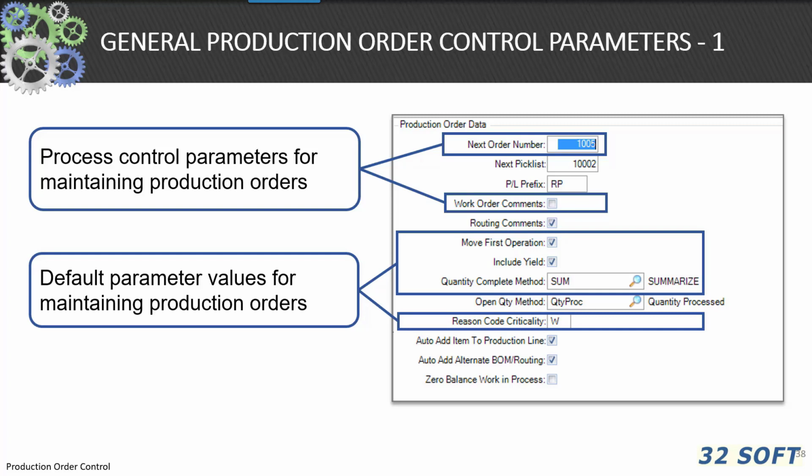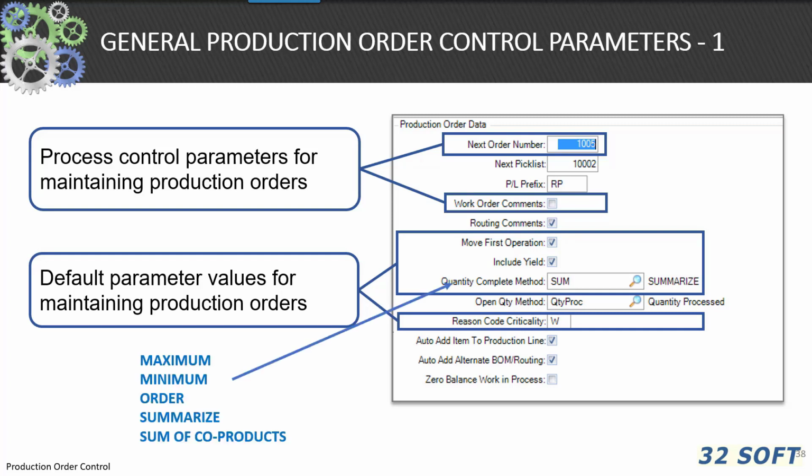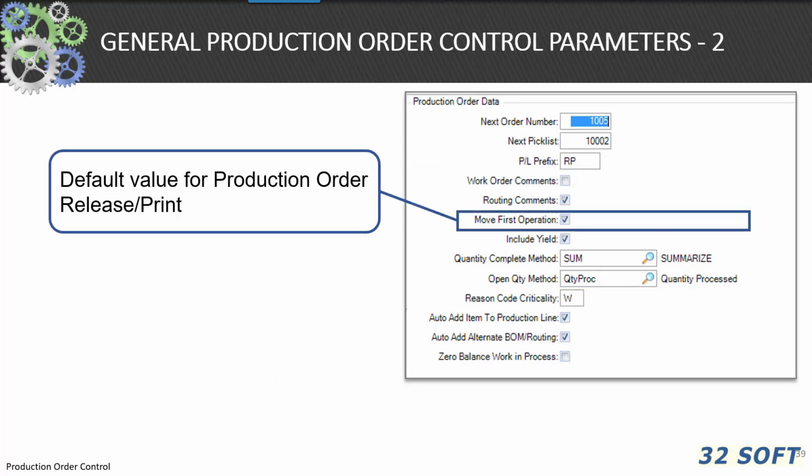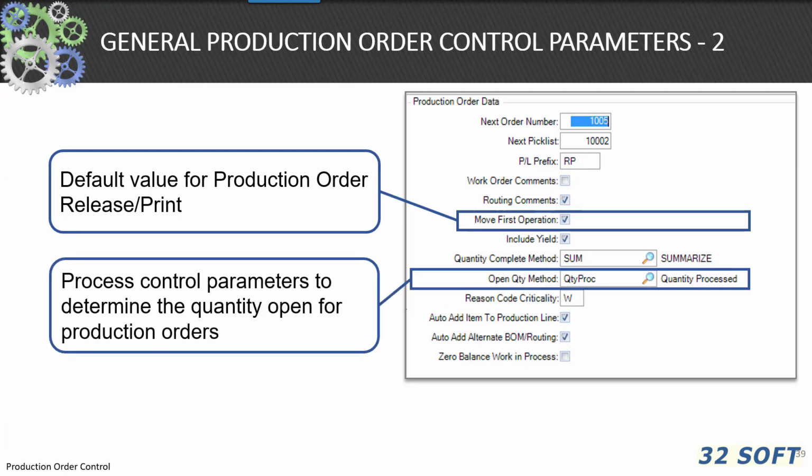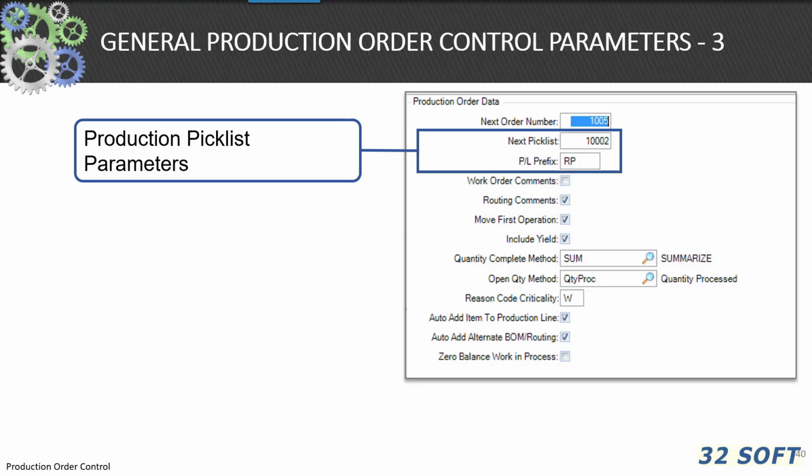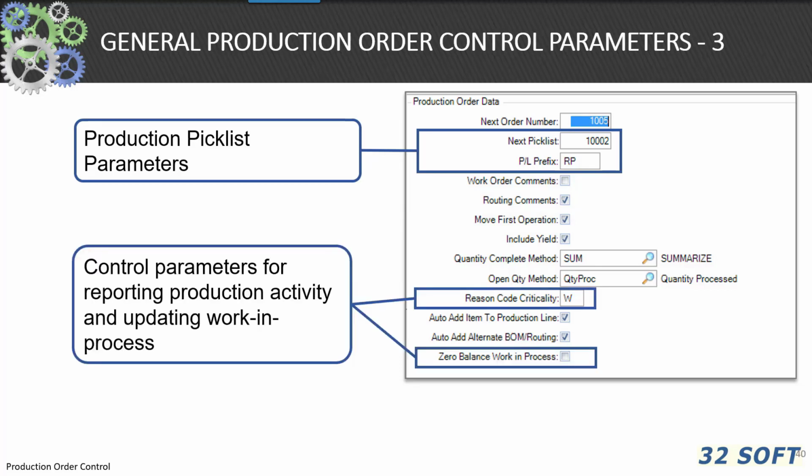Do you want to issue to the first operation? Yield. There's a quantity complete method that you can define for the system. You can define default values for production order release and print. Again, you can have quantity completed versus processed. There's some PICKLIST parameters. There's some control parameters.